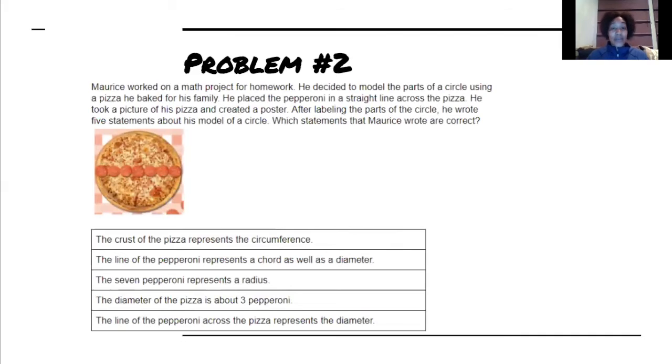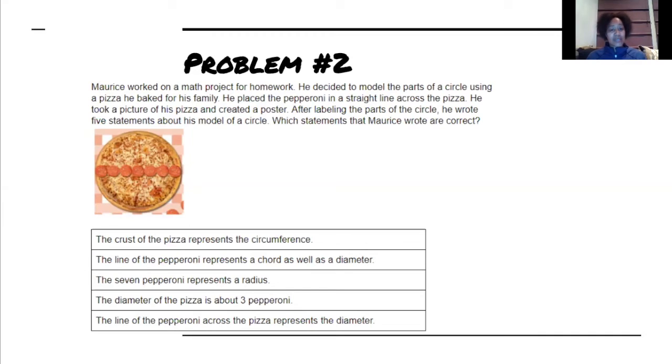Ooh, we have a pizza. Maurice worked on a math project for homework. He decided to model the parts of a circle using a pizza he baked for his family. He placed the pepperoni in a straight line across the pizza. He took a picture of his pizza and created a poster. After labeling the parts of the circle, he wrote 5 statements about his model of the circle. Which statements that Maurice wrote are correct?